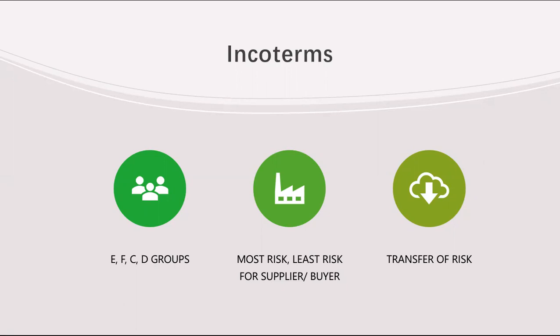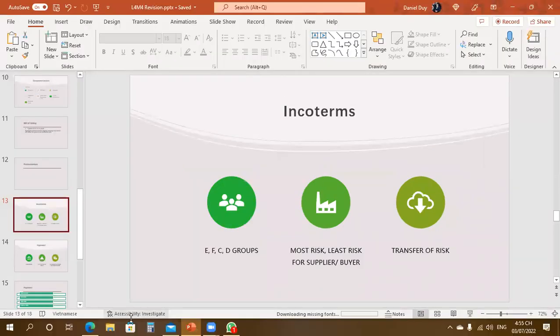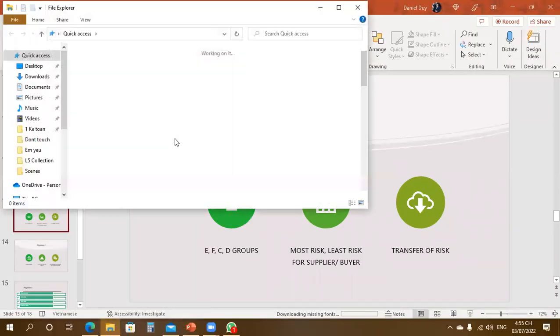Regarding the question in the exam on Incoterm, we have questions on the different groups of Incoterm like E, F, C, and D. You see that there are 12 Incoterms, and they can be categorized in E, F, C, and D groups. I will show you the graph of Incoterm.